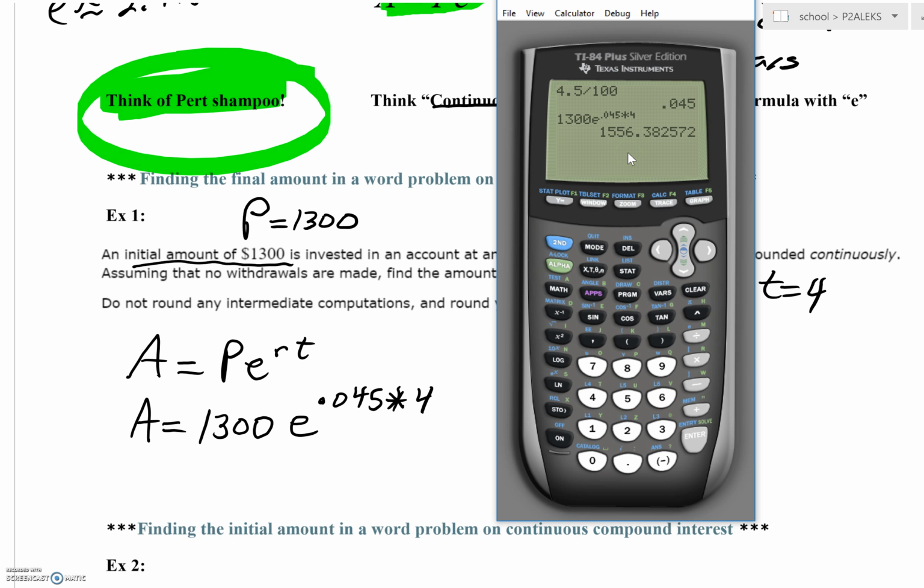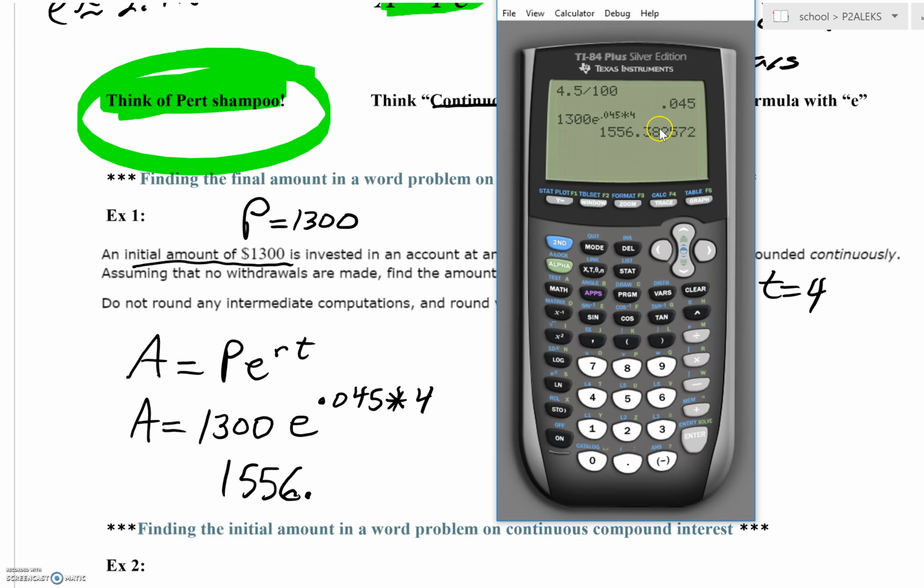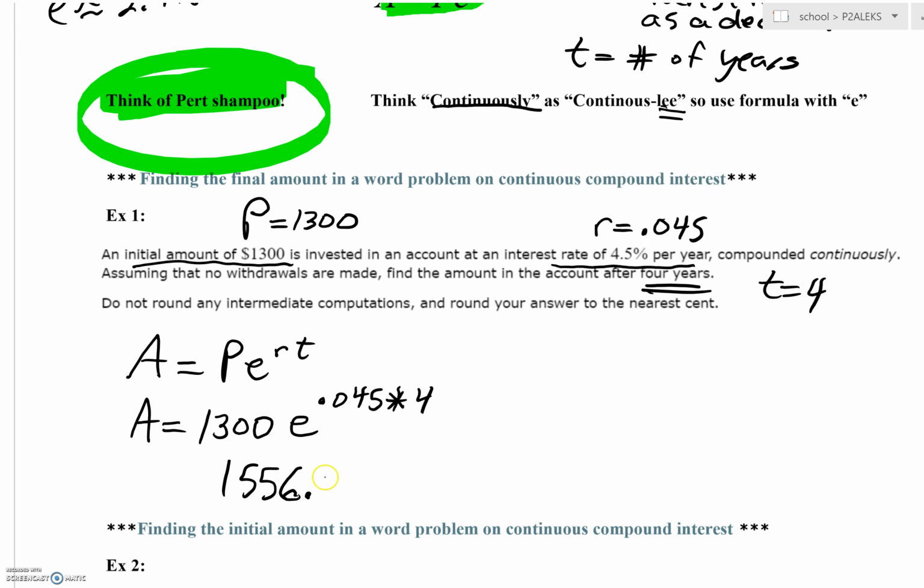But notice that they want you, in this case, to answer to the nearest penny. So you'll get 1,556 point, and to 2 decimal places, you can see that's 0.38. You look to the right, it's not going to round up. And that's how much money you would have if you were earning continuously compounded interest. Okay. Any questions on that? All right.